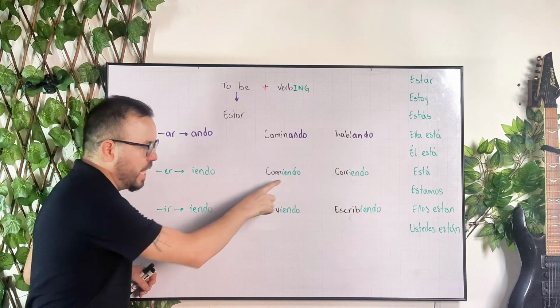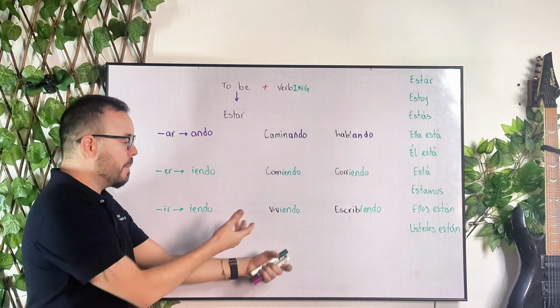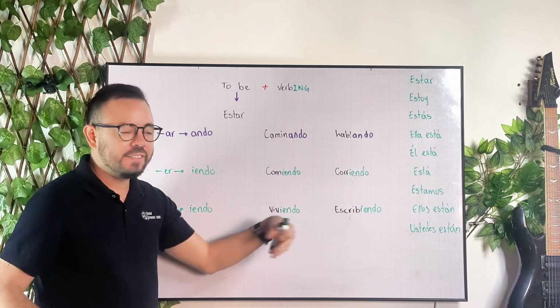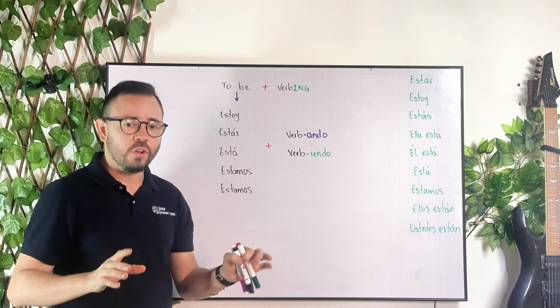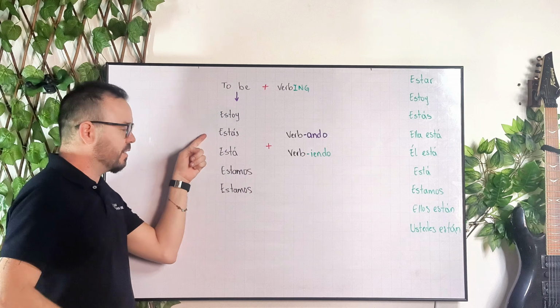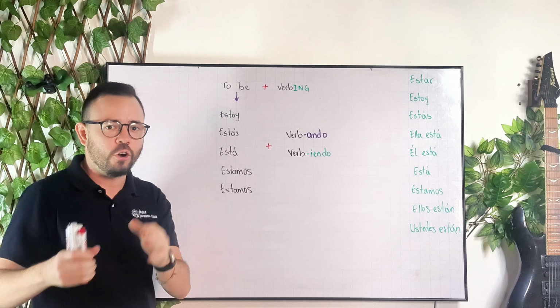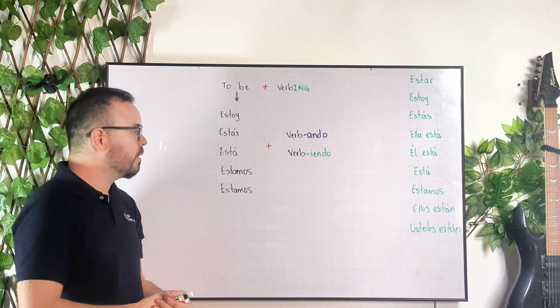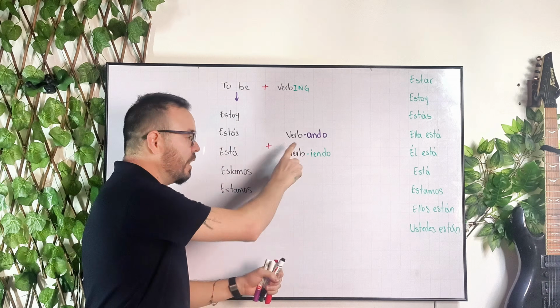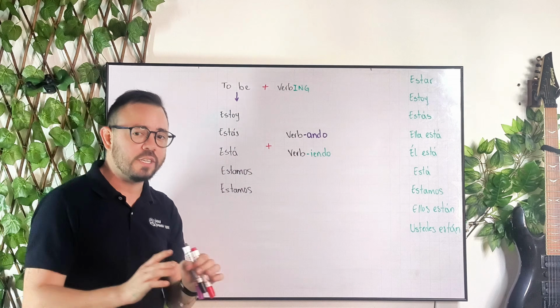In this case, is comiendo. Corriendo, that means running. Viviendo, that means living. Or escribiendo, that means writing. So basically, what we're gonna have is just any conjugation of the verb estar, right? Like estoy, estás, está, that works for him or her or it. Estamos or están, that works for they or you guys. Plus any verb ending in ando or yendo. That's it. That's present continuous, okay?